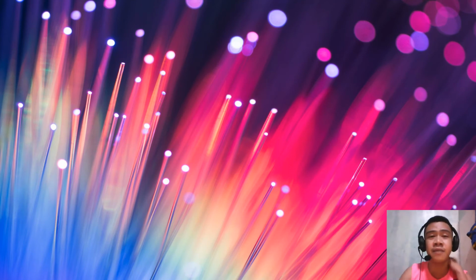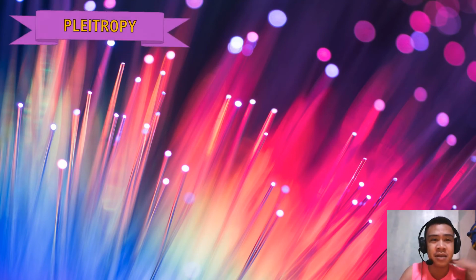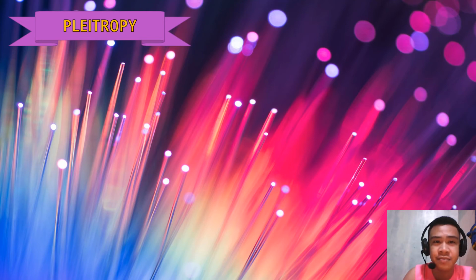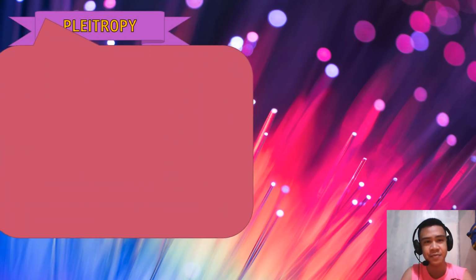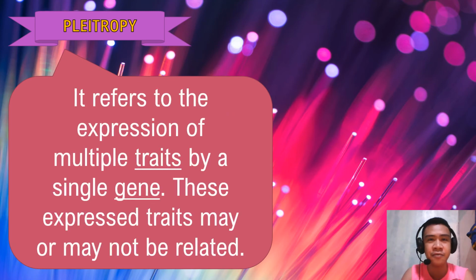Next, we have pleiotropy. So pleiotropy refers to the expression of multiple traits by a single gene. These expressed traits may or may not be related.